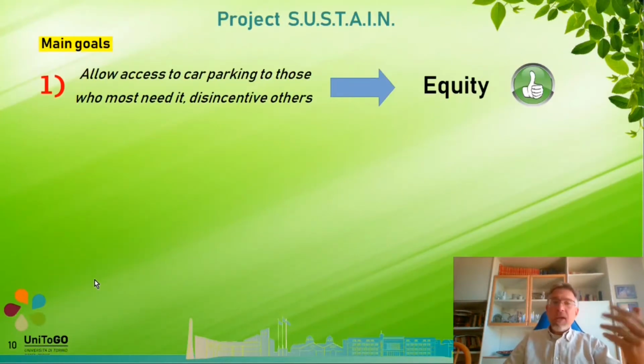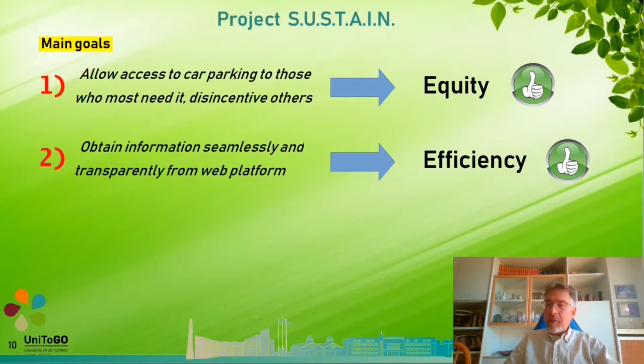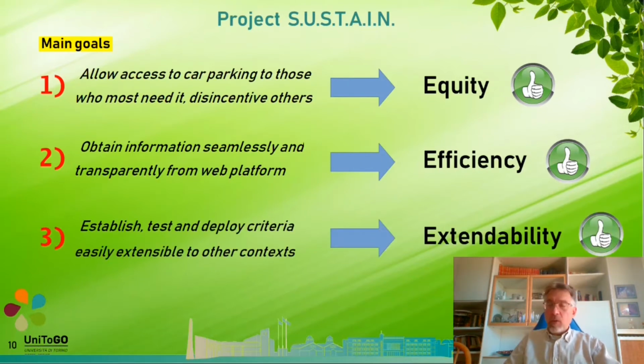To sum this up, we had three main goals in this process. The first was one of equity. We wanted to allow people to access the car parking if they really need it and disincentive all other people. We wanted to have an efficient process, allowing us to obtain information seamlessly from a web platform in an automatic and quick way. Finally, we had a goal of extendability. We wanted to establish something that could be replicated and used not only for our new campus, but for other university branches, as well as other contexts, even outside university.